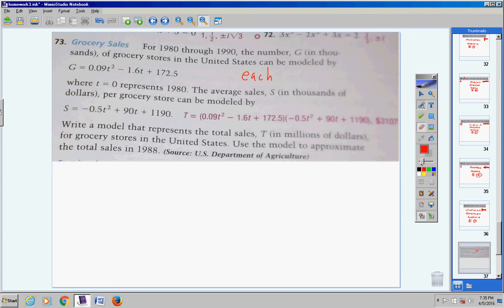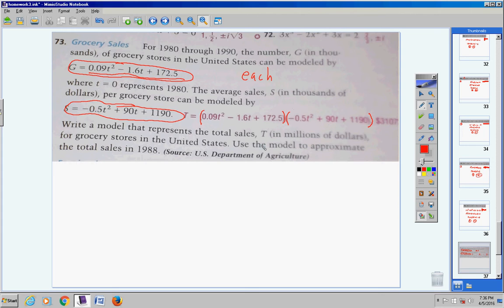Well, guys, it's the same thing here, look. I have my total number of stores right here. And I have the average sales per store right here. So if I take this part of the function, times this function here, then I have my function. There it is. I mean, think about it, guys. I have total number of grocery stores times each store's average sales. That gives me the total amount of sales in America.